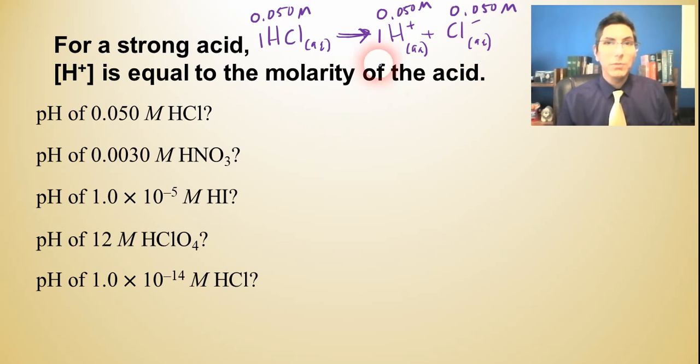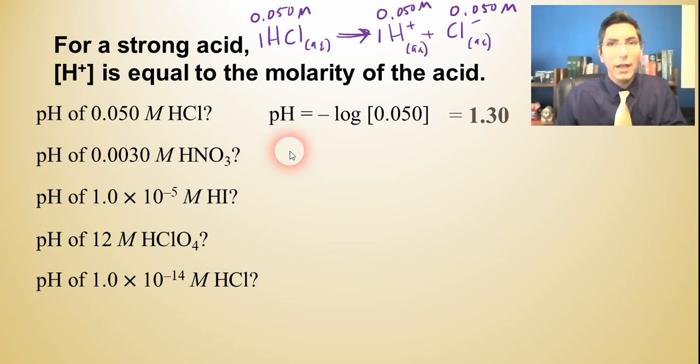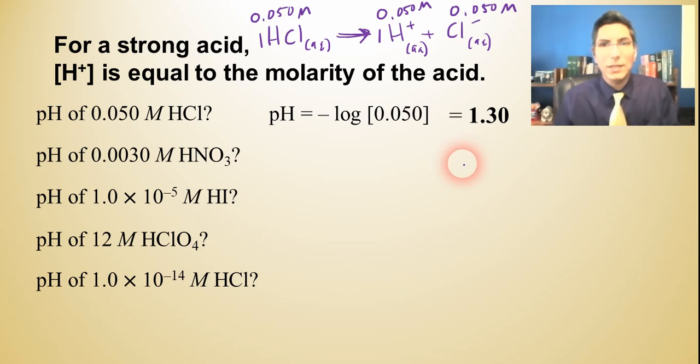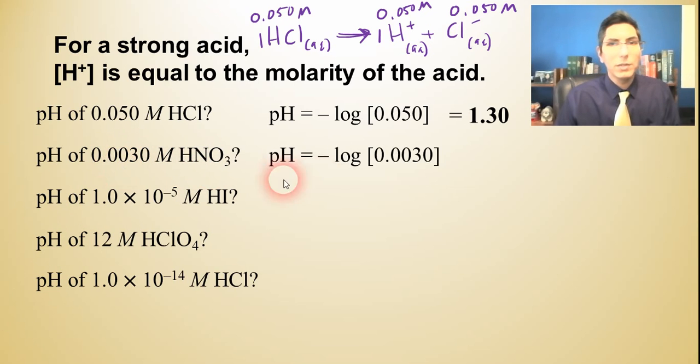So we're interested in the H+. Well, it's got a concentration of 0.05. We just take the negative log of that, and we find that it's about 1.30. Same thing for the nitric acid here. We just take the negative log of 0.003. When we key it into our calculator, it's about 2.52.